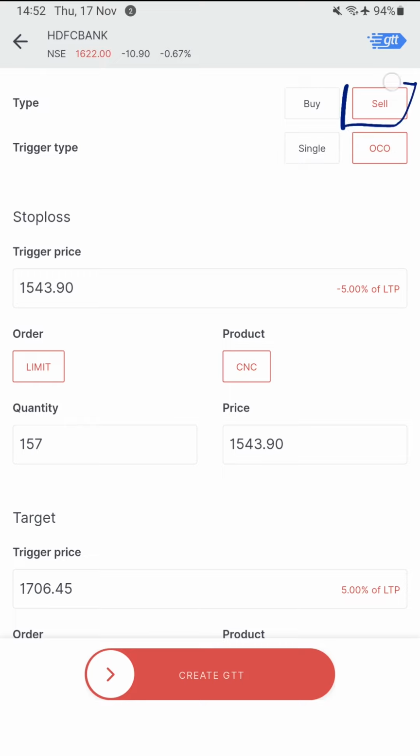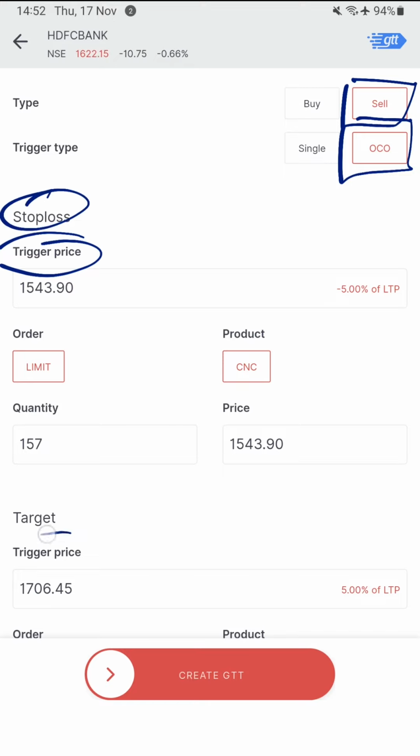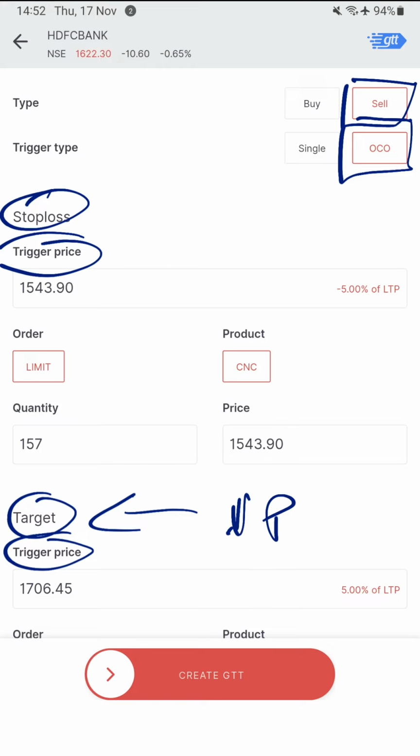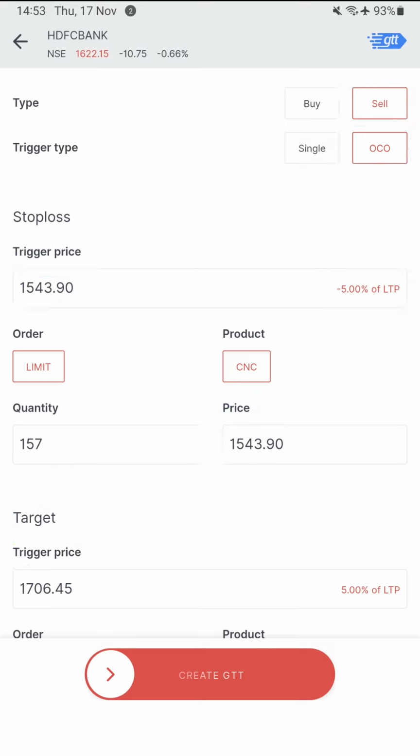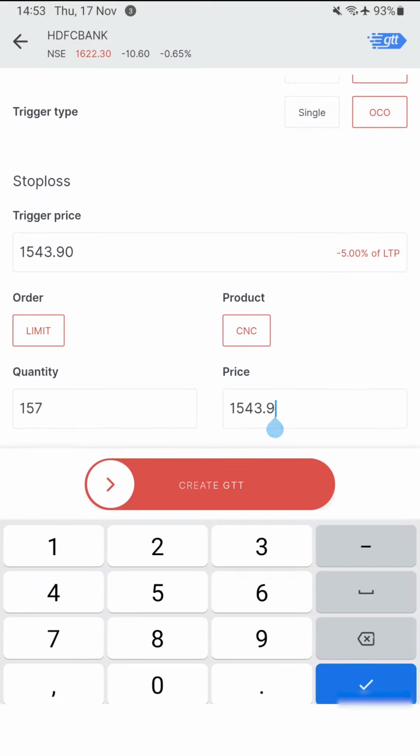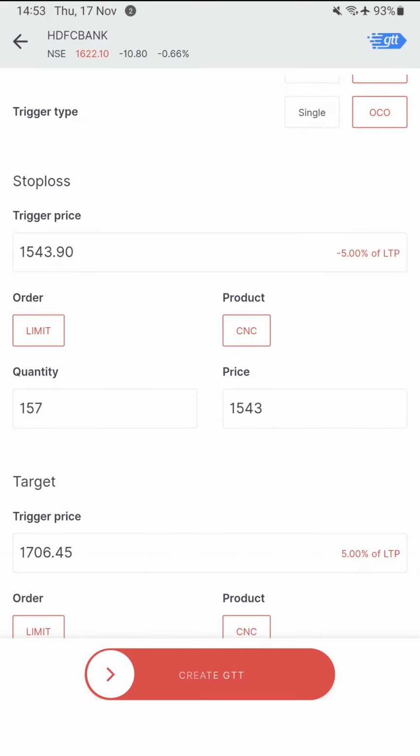So within sell, if I say give me a one cancel other, I will have to set a trigger for stop loss and a trigger for target. This is if the price goes up. This is if the price goes down. So I'm saying if the price goes 5% down at 1543, I can set any trigger over here. Then please sell at this price. I have to define a price. I can keep it same or I can keep it slightly lower to counter the risks which I told you last time.